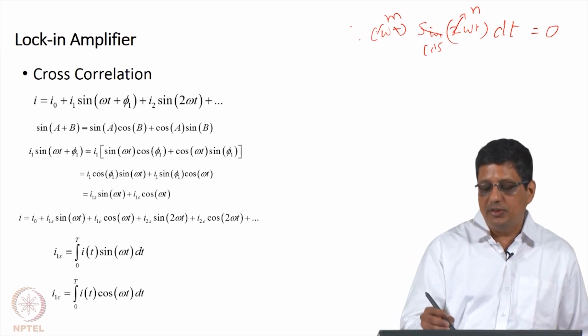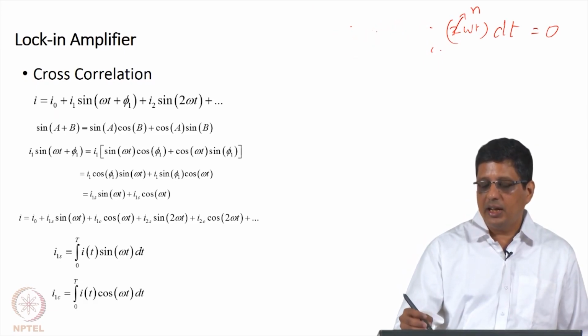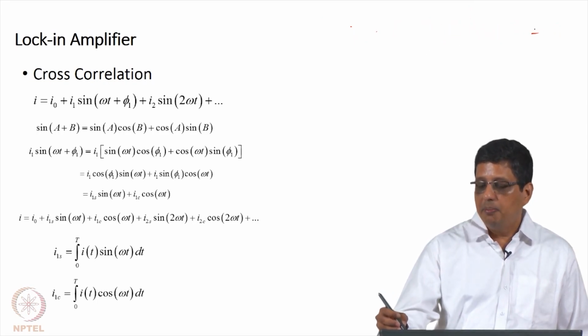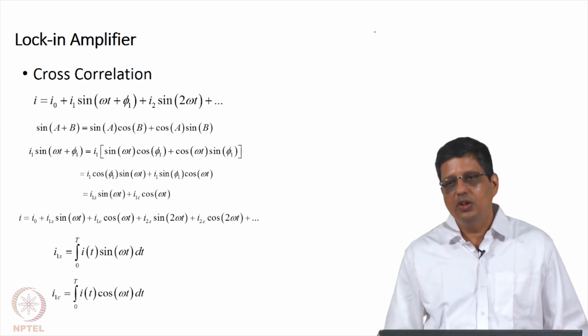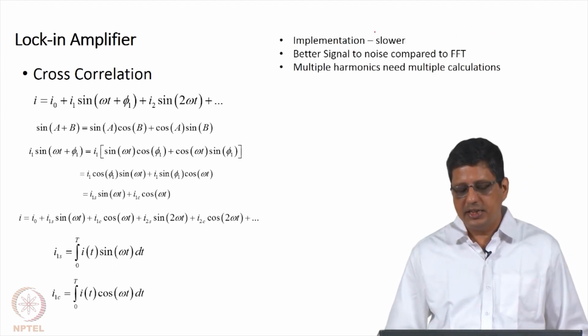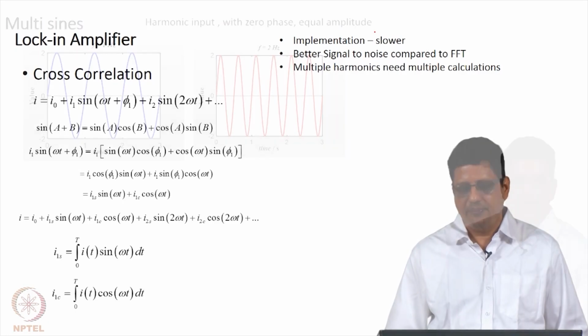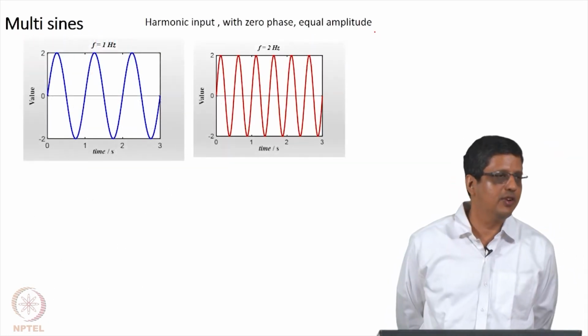The system might have changed between the runs. That is a possibility. Anyway, runtime becomes much longer than what you would get in FFT, but this also happens to be more accurate in terms of ability to reject noise. So, implementation is slower, multiple harmonics need multiple calculations, but it has a better signal to noise ratio when you compare to FFT. Whatever we have seen so far is for a single sine.